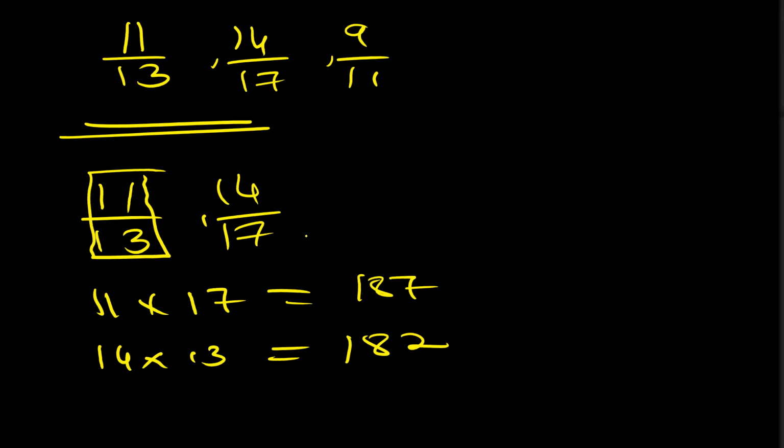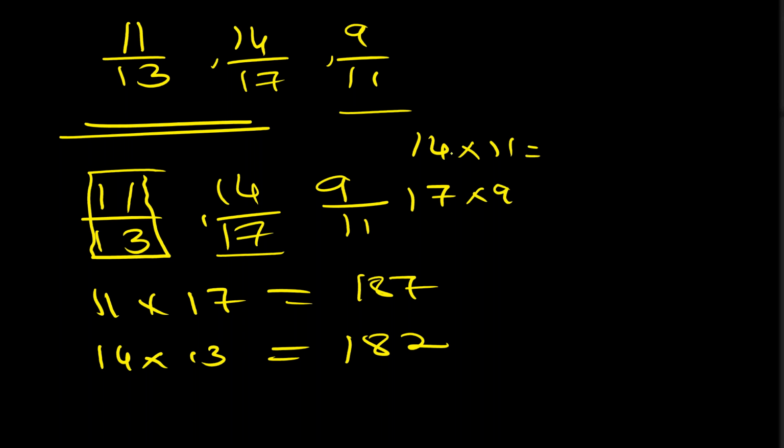Fine. Now we are going for the next step. I'm comparing the smallest with this number, which is 9 by 11. So I'm comparing 14 by 17 and 9 by 11, which is nothing but 14 into 11 and 17 into 9. 14 into 11 is 154 and 17 into 9 is 153.